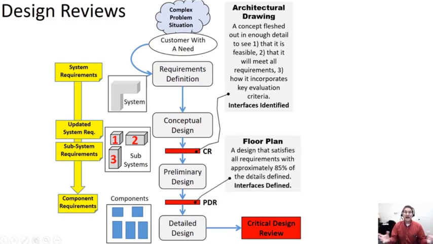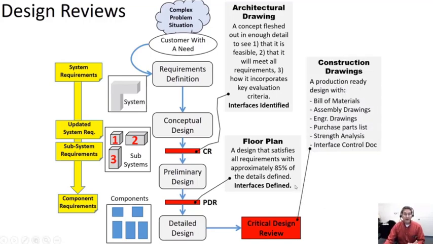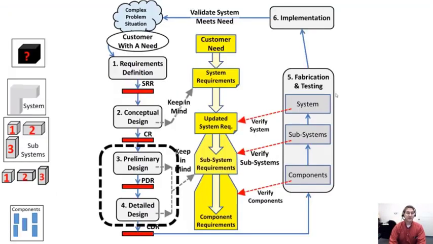At PDR, it's like a floor plan where you know exactly where everything is, you know how things are going to connect, you know most of the sensors that you're using, your hardware. Your design is about 85% defined. And then you have CDR, where it's like construction drawings. It's ready for the building to be built. You have engineering drawings, you have a bill of material with every part. Every component is selected. If you have components that have specific requirements, you have specifications for those. Your design is ready to go into production, a critical design review. And so these were another tool that helped us during design.